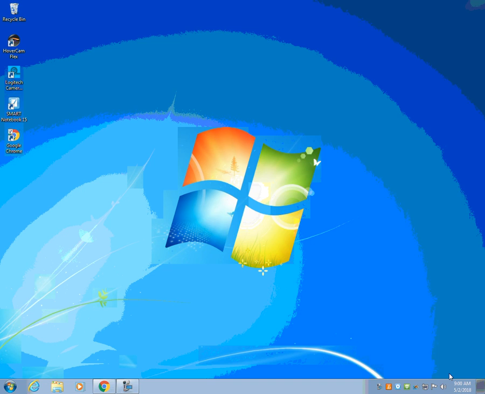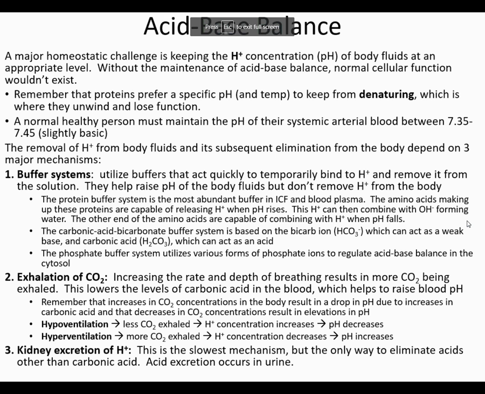All right, on Monday, we finished up talking about the production of urine and then the release of urine through the process of micturition. What I want to do here for the last couple slides is just briefly talk about something we've talked about at various points this semester: the importance of maintaining a normal pH. A major homeostatic challenge is keeping our hydrogen ion concentration, or our pH, of body fluids at an appropriate level.